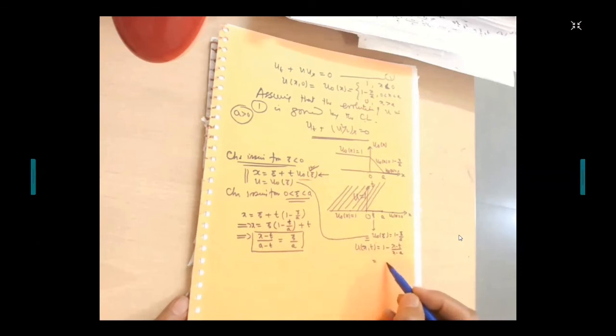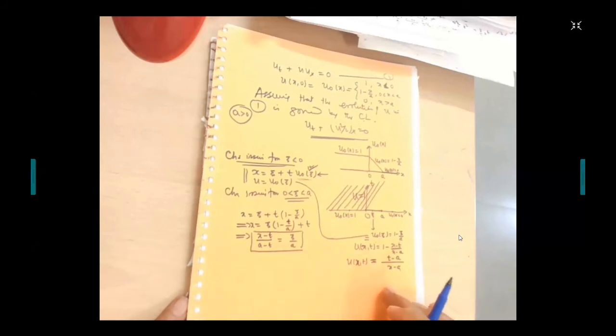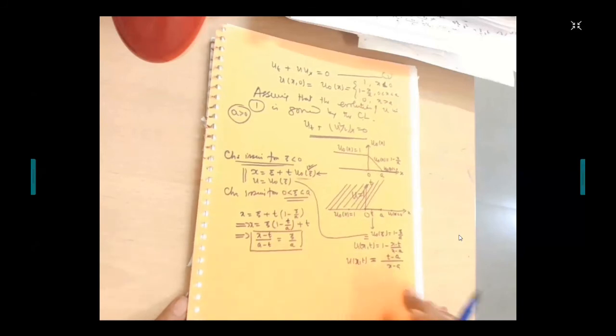So what do we get? Please simplify it. x cancels with minus x. So what do we get? t minus a. Please check this calculation. Is it correct? Is it all right? Is it right?